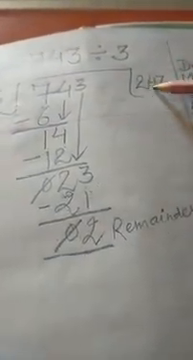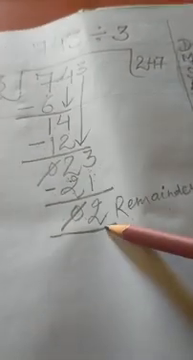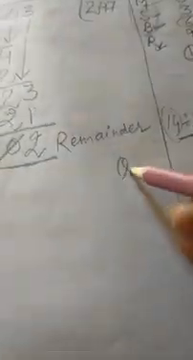In the previous sums, you can see what our answer is. Here you can see 123 is our answer. And here you can see 247 is our answer, and 2 is remainder. You will write quotient.